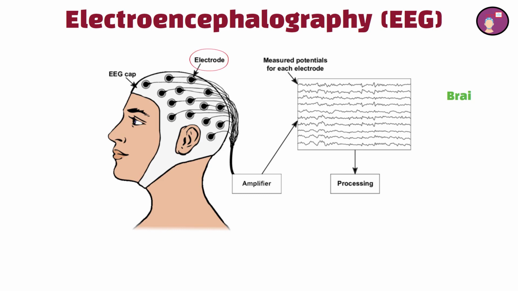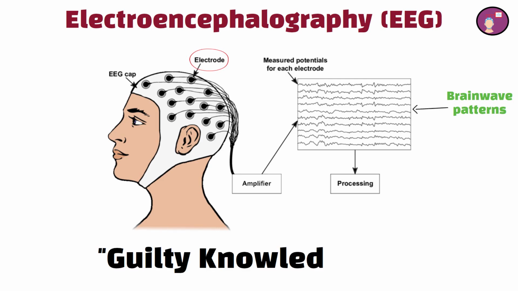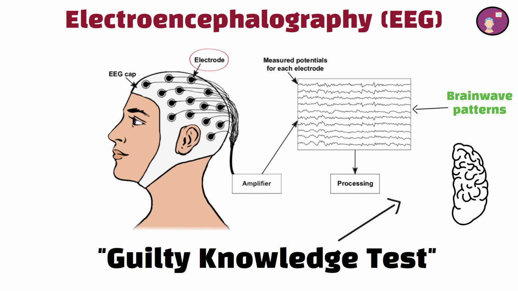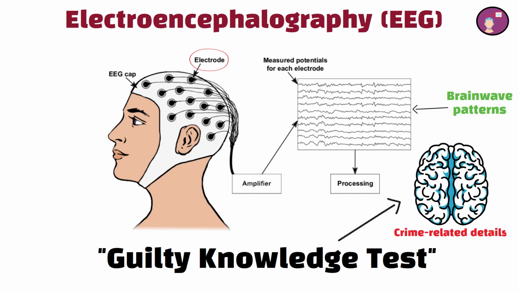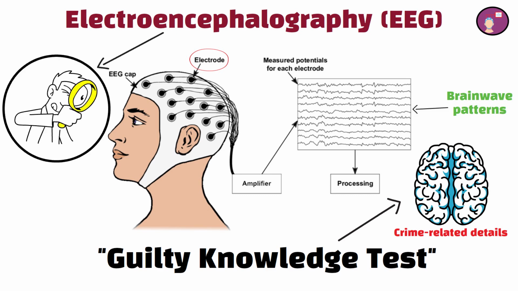In lie detection, it's used to look for specific brainwave patterns associated with recognition or deception. One application is the guilty knowledge test, which looks for brain responses to crime-related details that only the perpetrator would know. While promising, EEG-based methods are still being researched and refined.